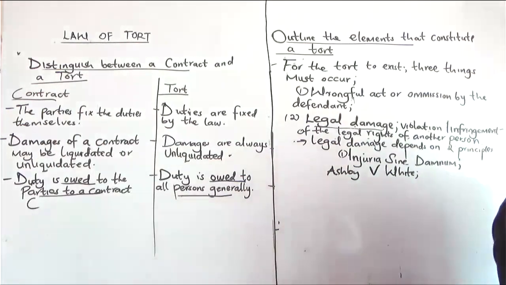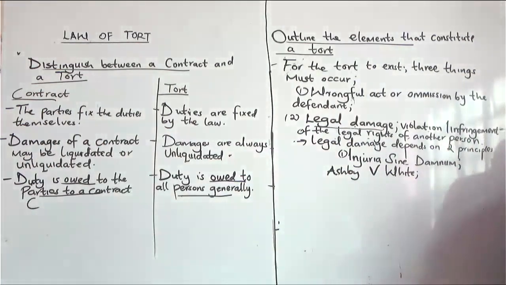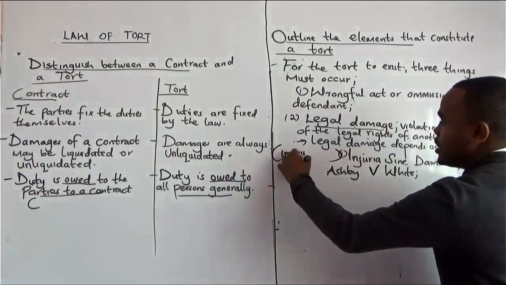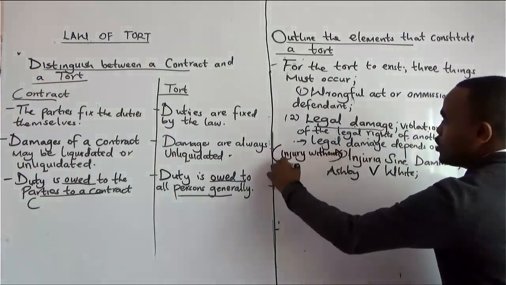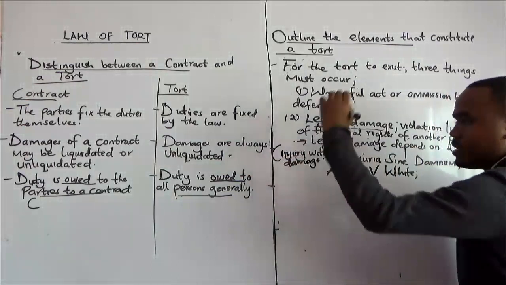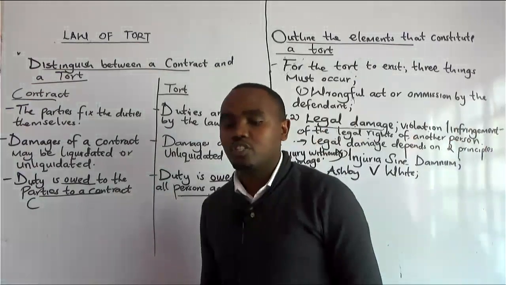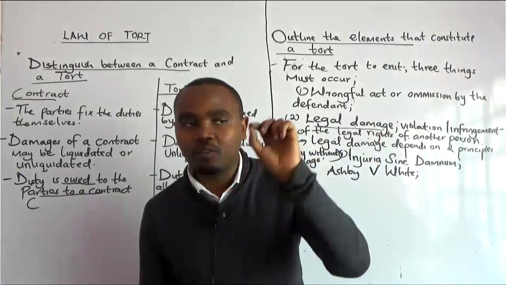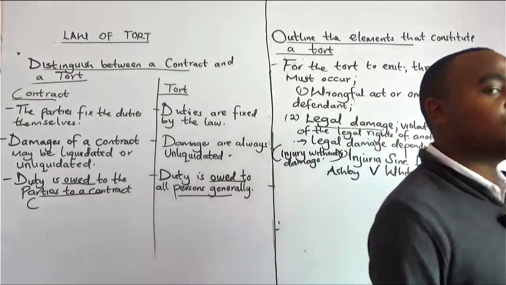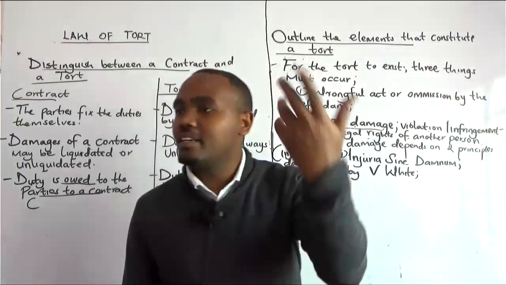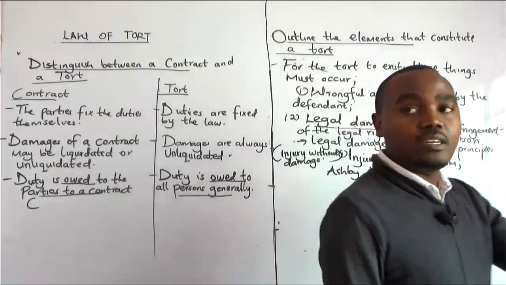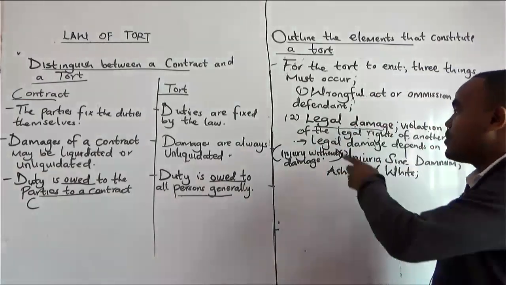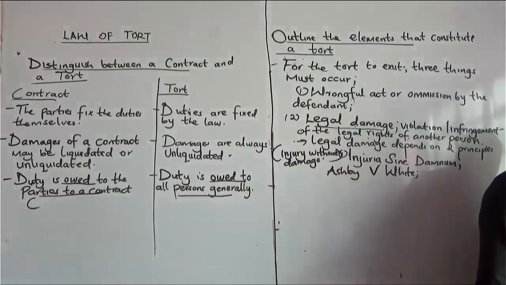Is that okay? So that is what we are saying. The meaning of injuria sine damnum, you can just write it here, is injury without damage. You have suffered an injury: your right of voting has been infringed, but the person that you wanted to be voted in has been voted in, and therefore there is no loss that you have suffered. Injuria sine damnum, injury without damage.